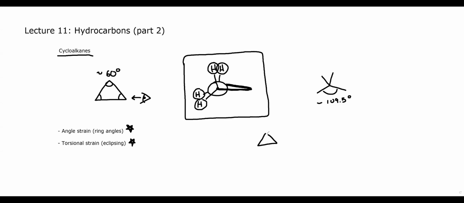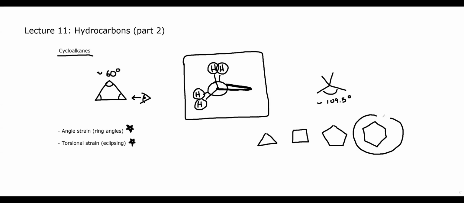3-membered rings are quite unstable. 4-membered rings, again, quite unstable, although not as unstable. 5-membered rings are a little bit better. And the 6-membered ring is the sweet spot. Okay? The 6-membered ring is the sweet spot. In a 6-membered ring, there's very little angle strain and there's very little torsional strain. So the 6-membered ring is actually the most common ring system in nature, the most common ring system in organic chemistry, and that's a testament to the fact that it's so stable.